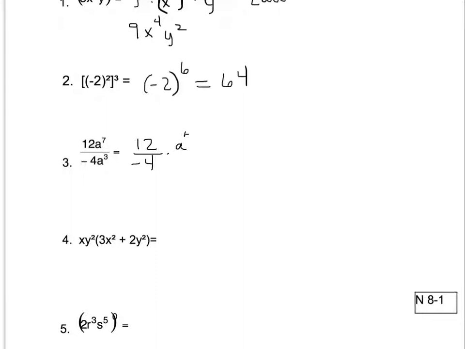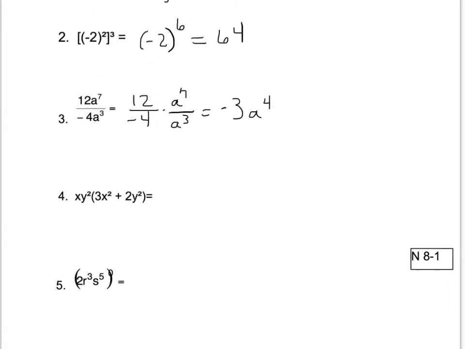I have a to the 7th over a to the 3rd. Now, if I clean up the fraction, 12 divided by negative 4 is obviously negative 3. And now if I use Law 2, which tells me when the bases are the same in a division problem, I subtract exponents, that would give me a to the 7 minus 3 power, which is a to the 4th. Very good. All right, let's look at number 4.